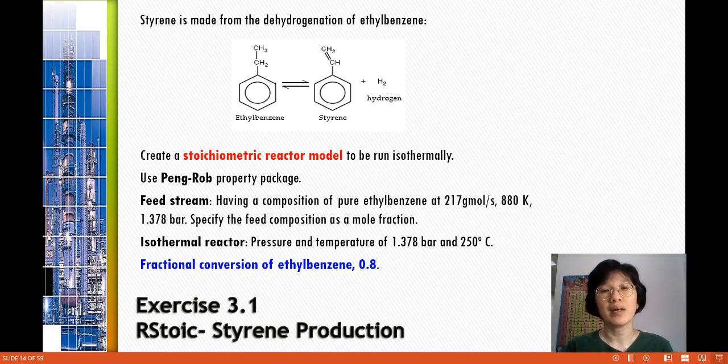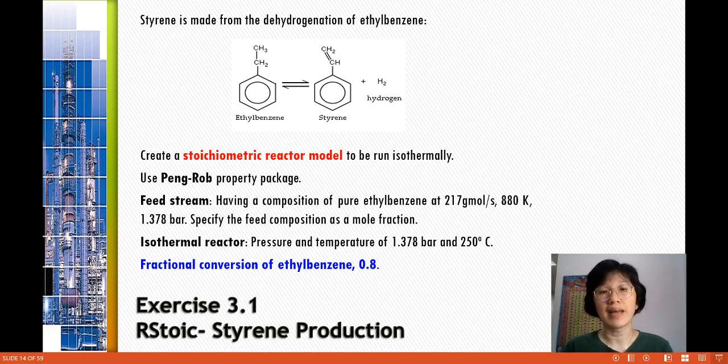and the feed stream is, of course, a pure ethyl benzene with the flow rate of 217 mole per second at the temperature of 880 Kelvin and pressure of 1.378 bar. And it is mentioned here you have to specify the feed composition as a mole fraction. Of course, the mole fraction for ethyl benzene here is 1 because it is a pure ethyl benzene.